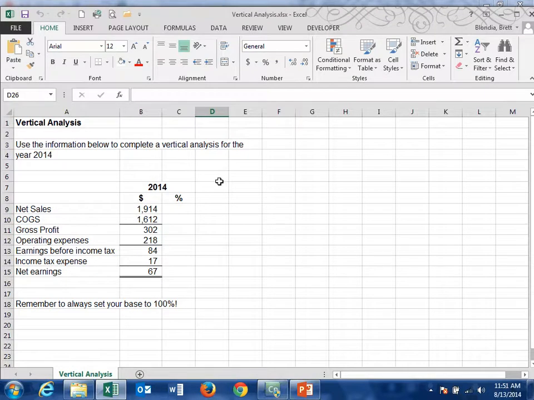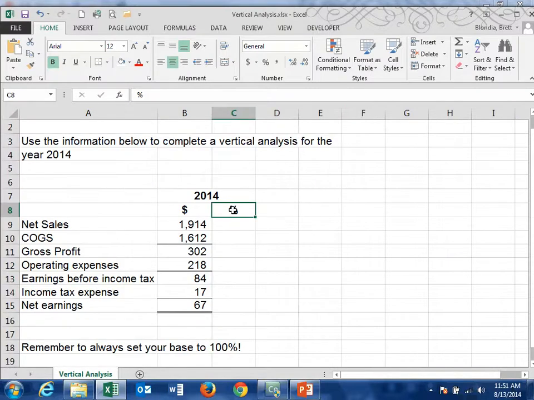Okay, so here's my vertical analysis. You can see that I did the income statement. So the question says, use the information below to complete a vertical analysis for the year 2014. So I have net sales, I've got cost of goods sold, gross profit, less my operating expenses will lead me to my earnings before income tax. Then I subtract my income tax expense to get to my net earnings. Okay? If I gave you this information and I asked you to complete a vertical analysis, the first thing you'd have to do is you'd have to set up this percentage column beside the dollar amount column.